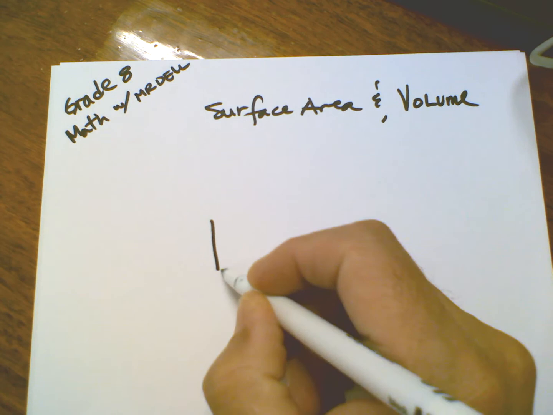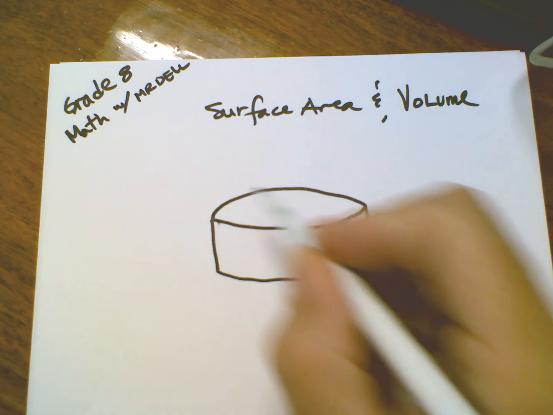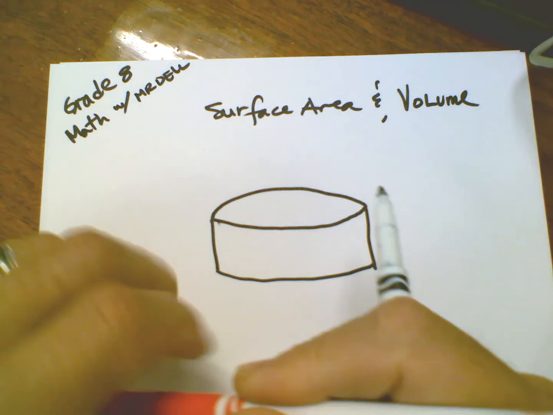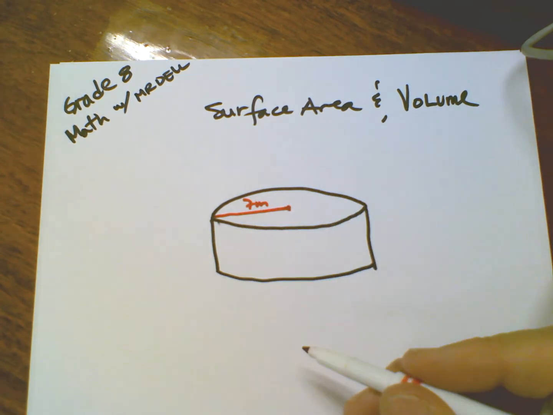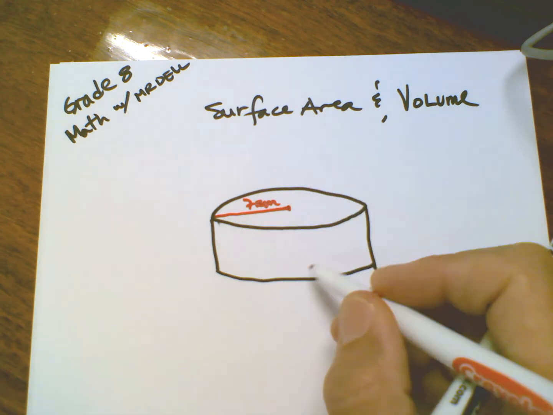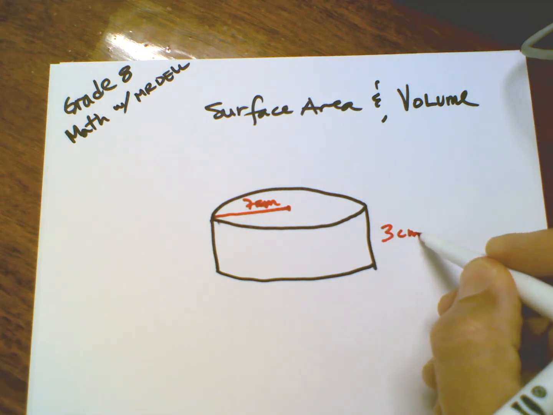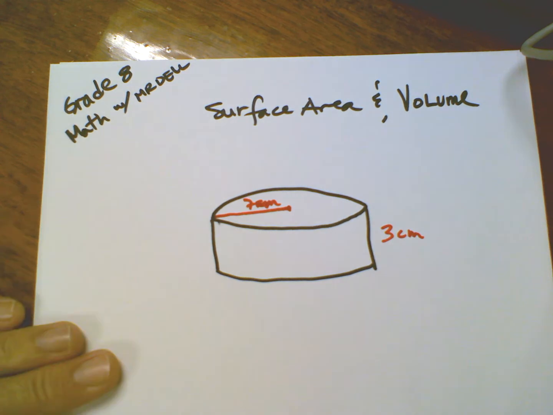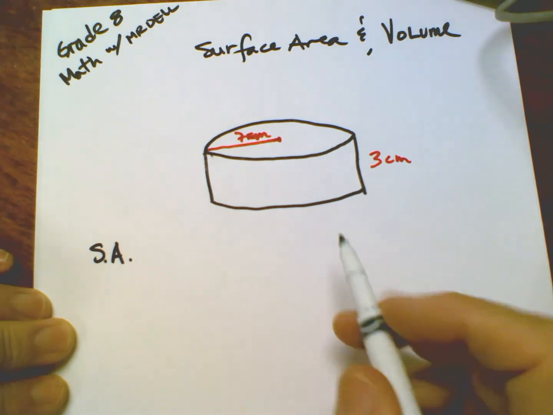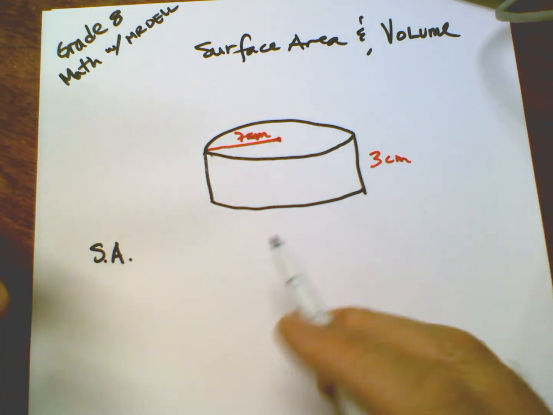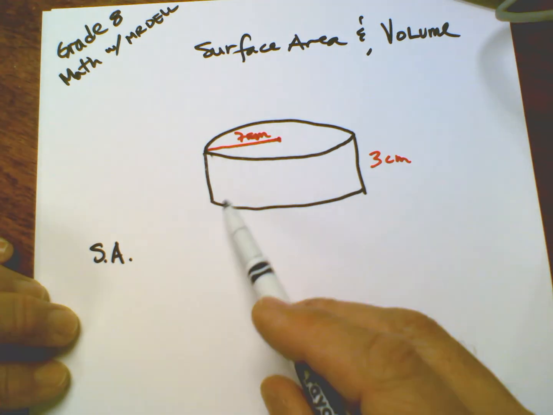So when we look at it, I'll do my best to draw it. Sometimes my art needs a little help, but hey, that wasn't so bad. So we know that we're looking at 7 centimeters. I did that wrong. That's 7 centimeters, the radius of the base, and the height here is 3 centimeters. So let's start with surface area. Surface area, which I'll abbreviate as SA, is all of the area on the outside, as if I was going to paint this can. How much paint do I need is the surface area, right?